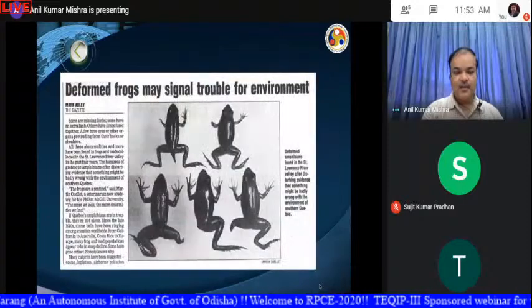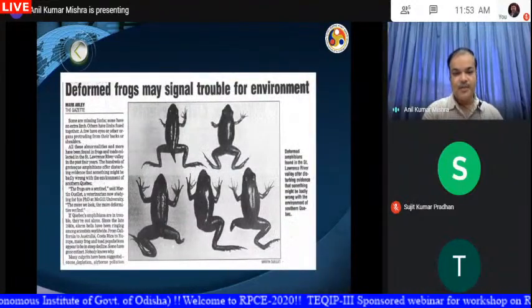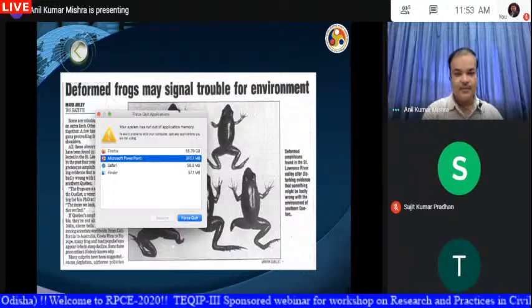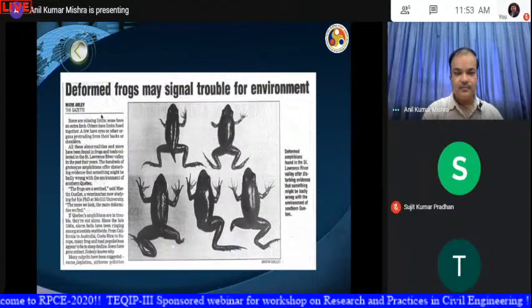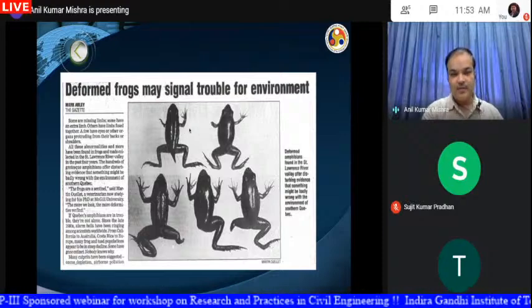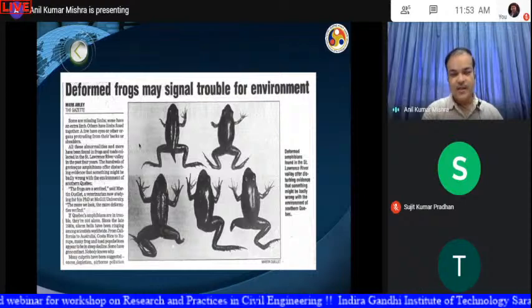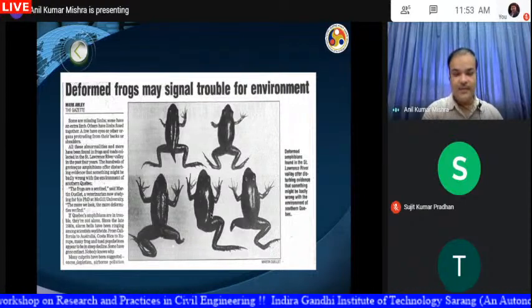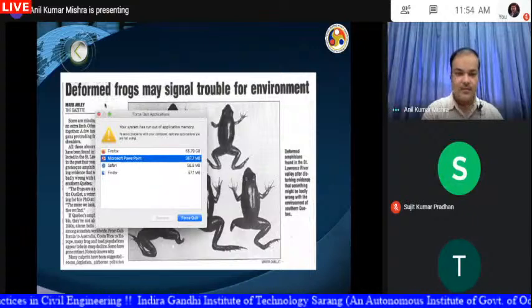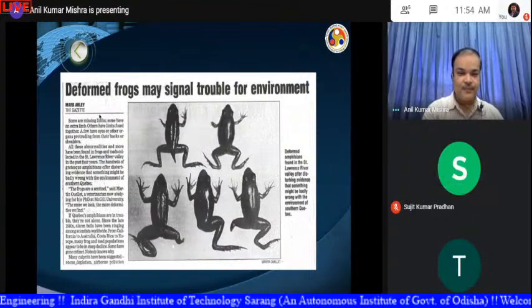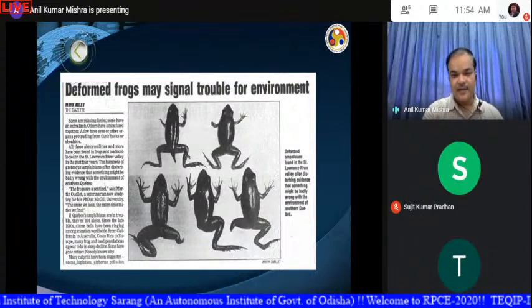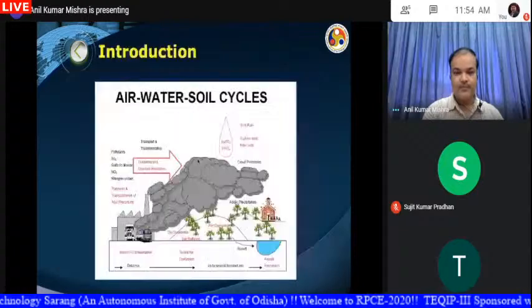Another problem was noticed in Canada. In this problem, foxes with broken limbs, this kind of problem happened in Canada due to water pollution.